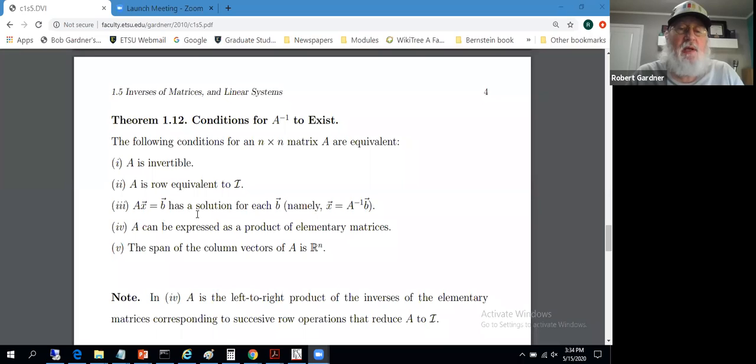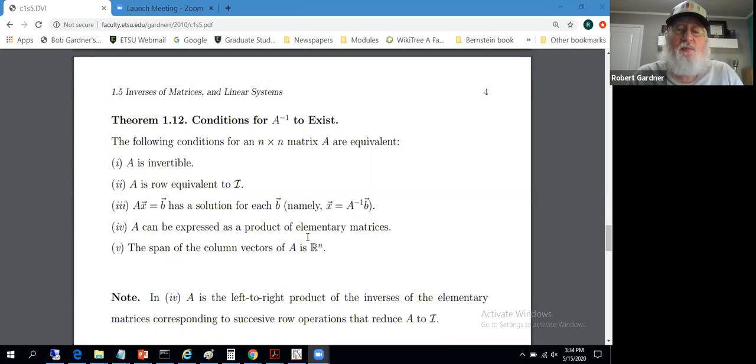AX equals B has a solution for every B in Rn in this case. Sure, if A is invertible, then that solution is given by, if you like, X equals A inverse B. If A is not invertible, we saw in the past an explicit vector B for which there was no solution of AX equals B. Previous section, I think. So this ties in with invertibility and results in the previous section.